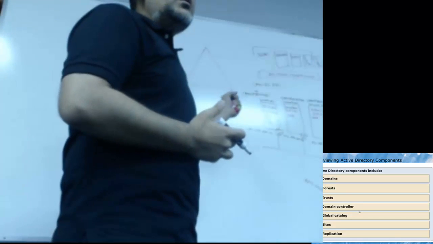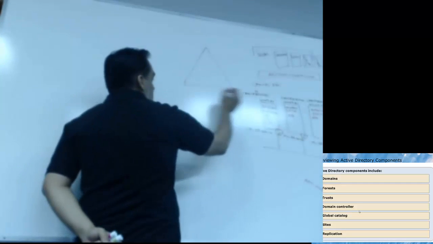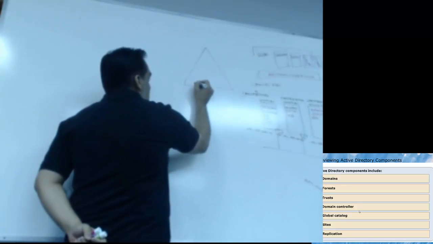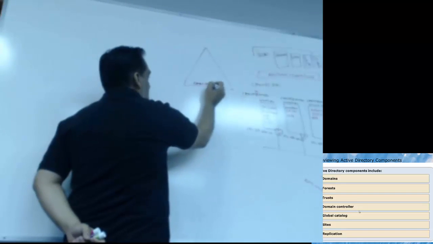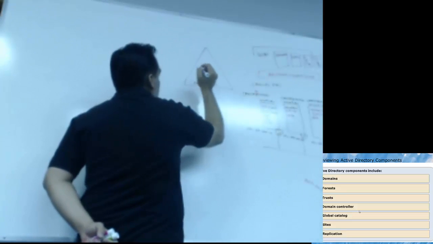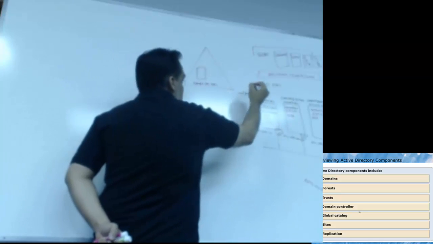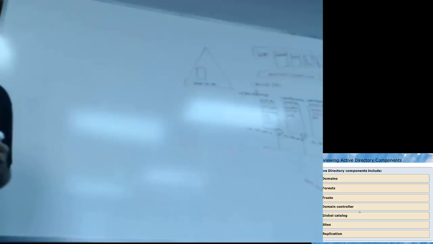A domain is represented by a triangle in all technical diagrams. Wherever you see technical diagrams, you would see this triangle as a domain. Our domain is scanf.pri. In this domain, we have only one domain controller, so one DC actually, and this DC is actually this server.